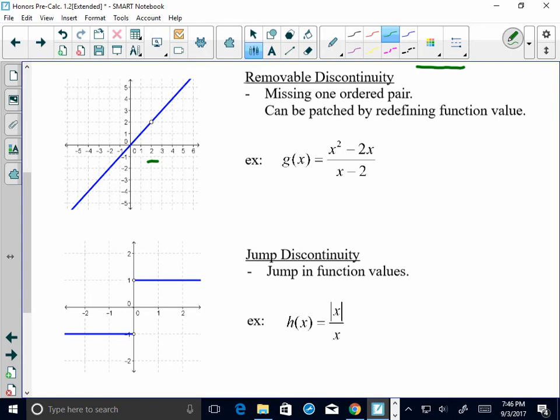In general, we say that we have removable discontinuity when the factor that is giving us 0 in the denominator is also a factor of the numerator. So right here, if we look at our g of x, we've got x squared minus 2x divided by x minus 2. And if we factor out the numerator, we would have x times x minus 2 divided by x minus 2. So we can see that x minus 2 is a factor of the numerator and denominator.